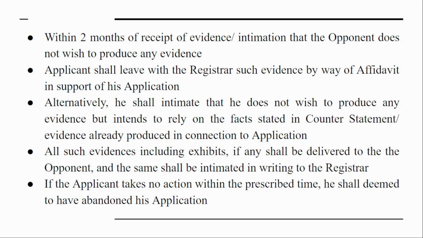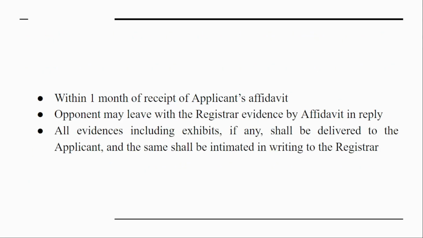Now moving with Rule 47, evidence in reply by the opponent. The evidence in reply by the opponent phase occurs after receiving the applicant's evidence, typically in the form of an affidavit, under Rule 46. The opposing party has a month to provide their own evidence, often in the form of an affidavit, countering the applicant's claim. This evidence, along with the exhibits, is submitted to the registrar and a copy is sent to the applicant.